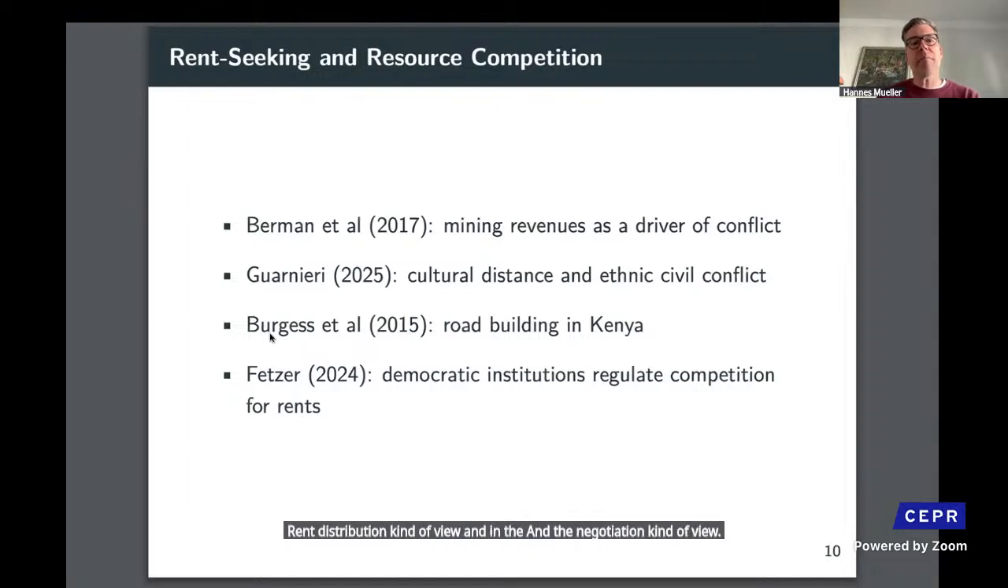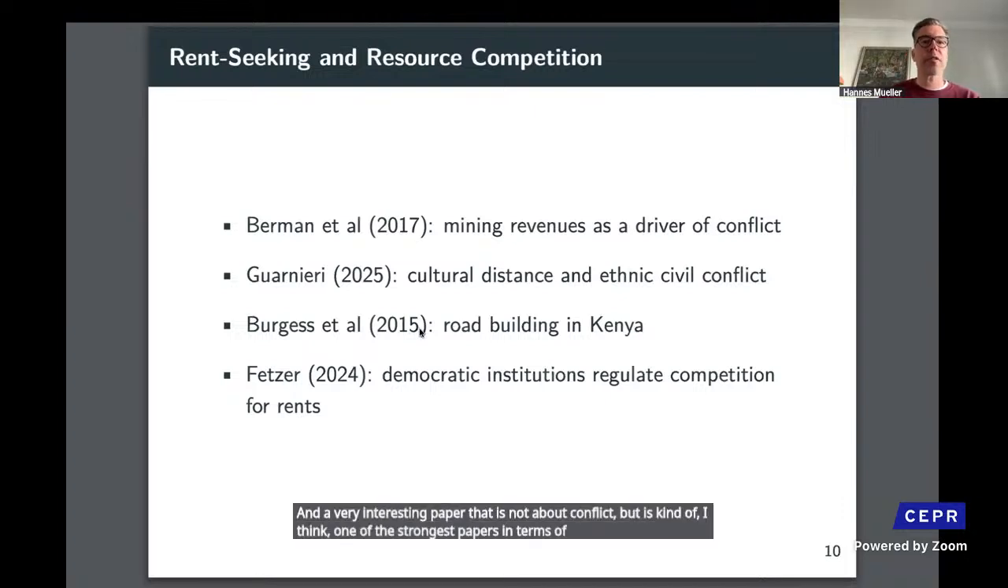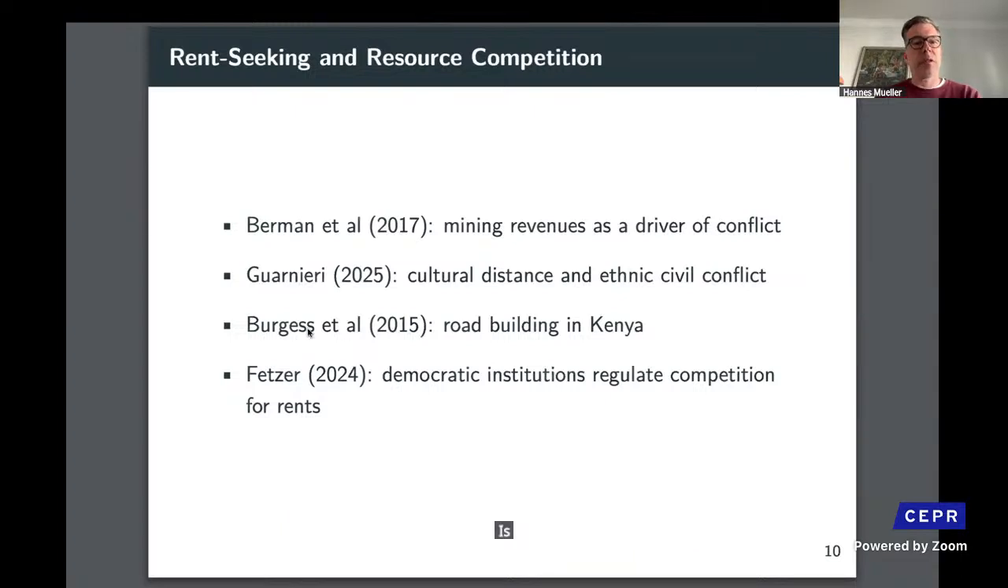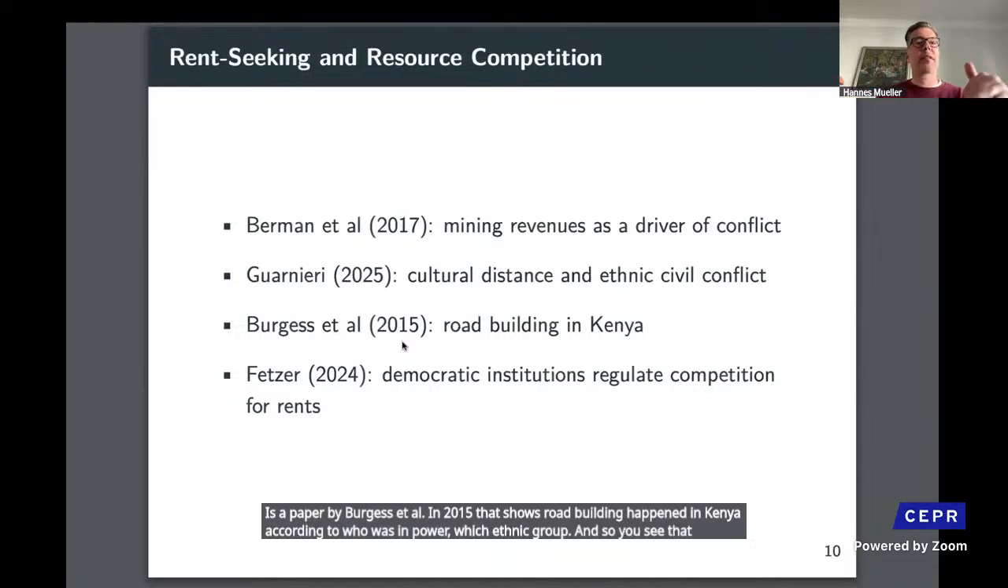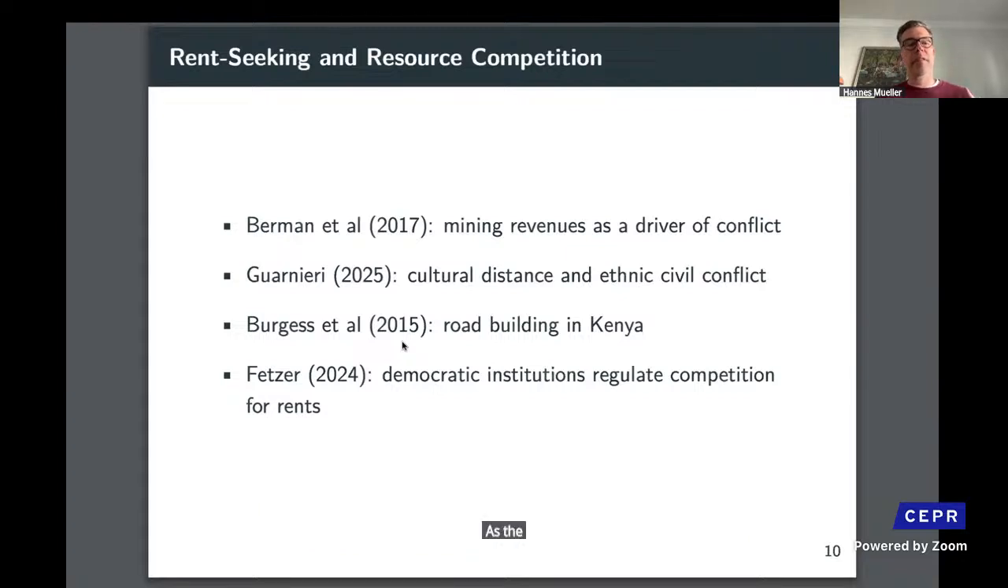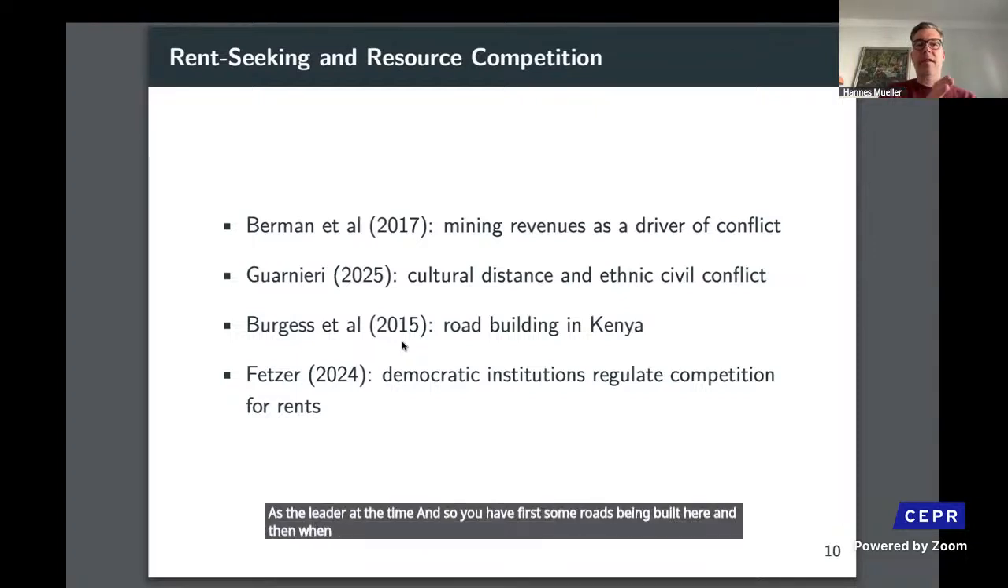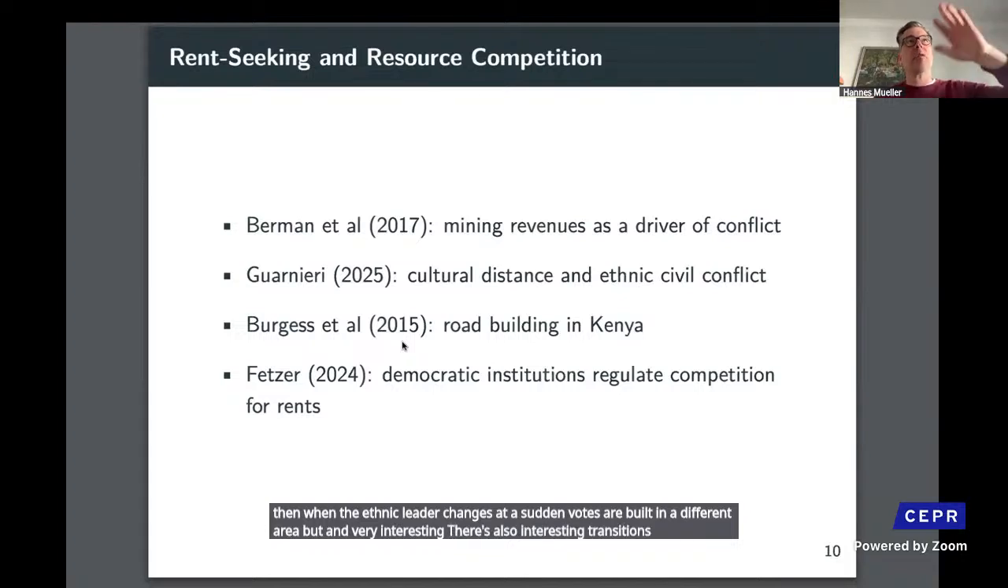And a very interesting paper that is not about conflict, but is, I think, one of the strongest papers in terms of showing the power of institutions, is a paper by Burgess et al. in 2015 that shows road building happened in Kenya according to who was in power, which ethnic group. And so you see that the roads are built much faster in ethnic areas that often have the same ethnicity as the leader at the time. And so you have first some roads being built here, and then when the ethnic leader changes, suddenly roads are built in a different area. But, and very interesting, there are also interesting transitions into and out of democracy in Kenya.